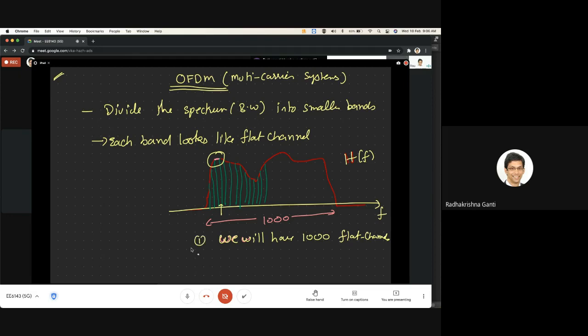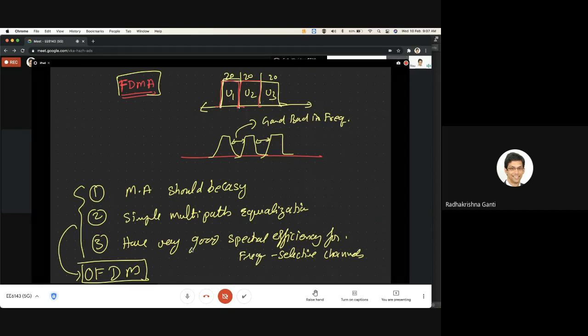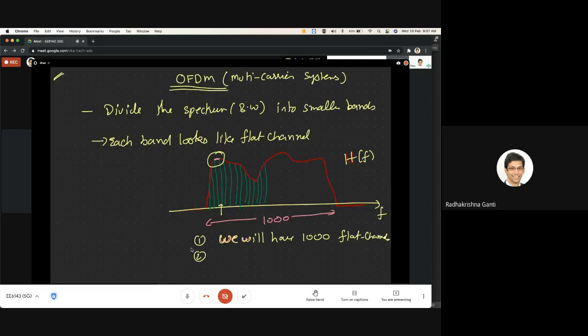And the second thing is, we also saw in FDM, when you have flat channels like this, getting very sharp filters is impossible. So you have to have guard bands between each frequency band. We don't want to do that. I want my small flat channels in the frequency domain to be adjacent to each other without any guard bands. No guard bands should be there between the parallel channels. So this is where OFDM comes into the picture.